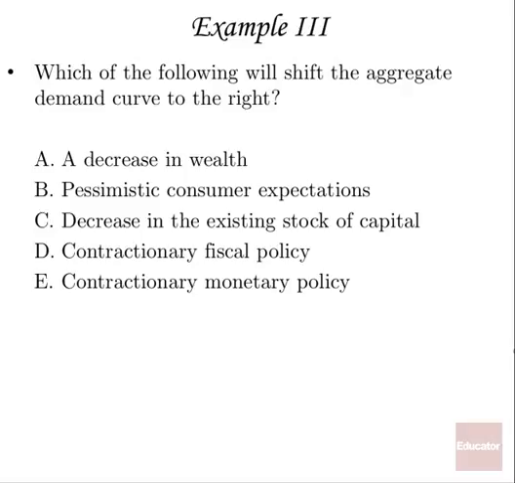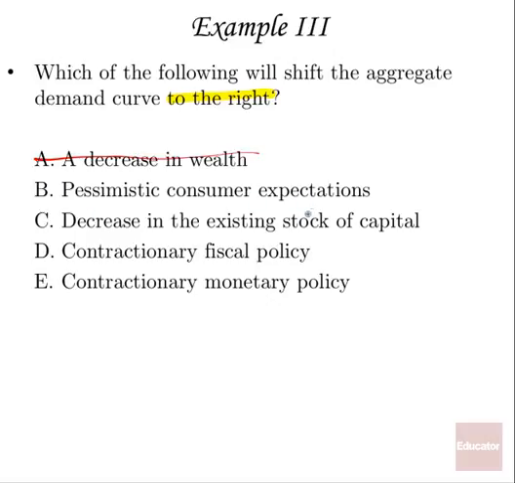Example 3, here's a multiple choice question that you might come across. Which of the following will shift the aggregate demand curve to the right here? Let's take a look. A decrease in wealth, will that lead to an aggregate demand curve shift to the right? So again, some test taking strategy here. A decrease in wealth is going to shift the aggregate demand curve to the left for sure. So let's cross this out here.